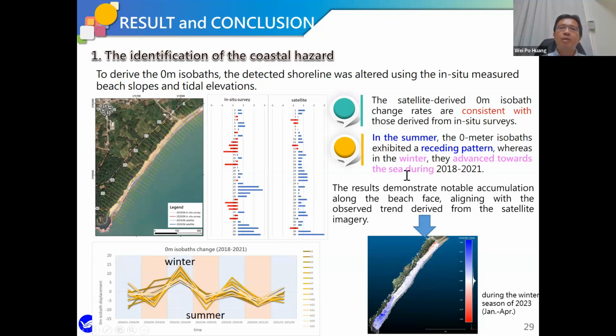They just transport, doing the accretion in winter and erosion in summer, and they are just in the coast cell, not leaving the coast cell. Oh, okay. So this is the longshore transport phenomena. Yes, just within the cell, just within the bay, not leaving this bay. Okay. Thank you.